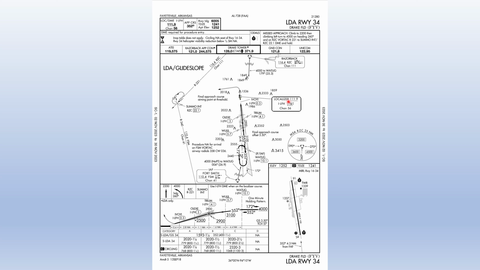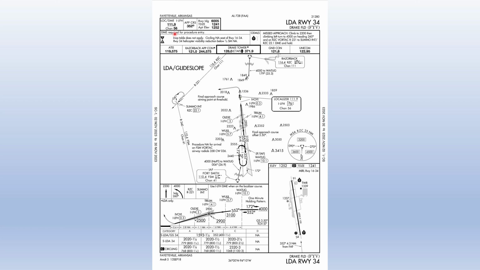Tells us it is a localizer. It's a 111.9. Gives us the ID both in letters and then in Morse code, and then again gives us the channel information. It tells us that the approach course is 352, and we have that down on the inbound course on the plan view as well. Then it gives us some runway information. The runway landing length is 6,005 feet. The touchdown zone elevation is 1241. The airport elevation is 1252.